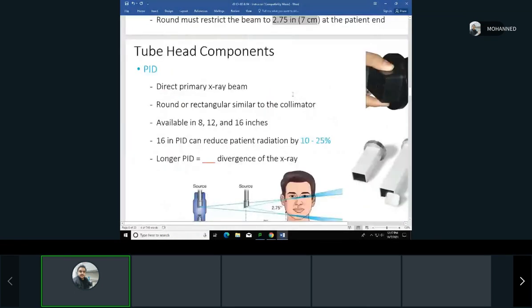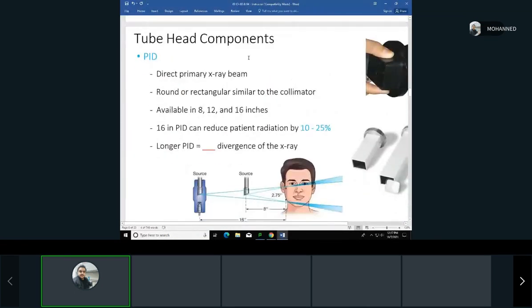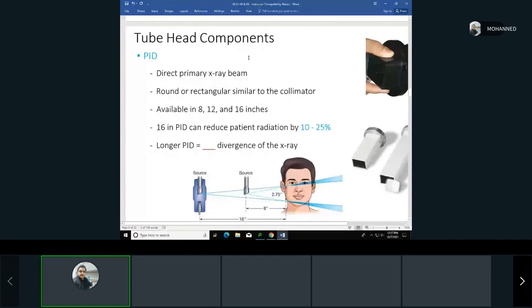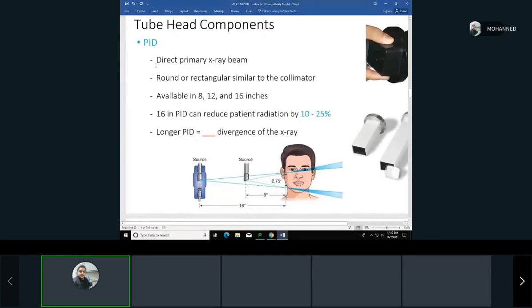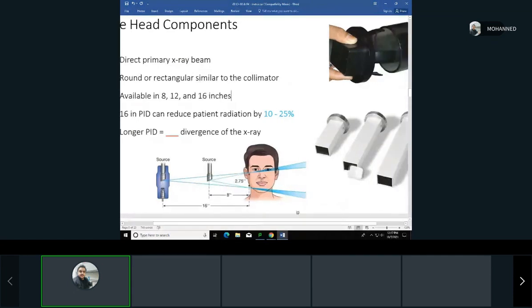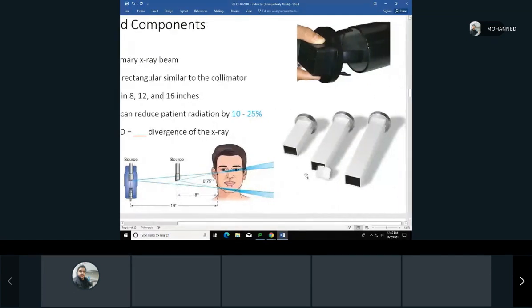We're still within the tube head components, the parts that we have. So the PID, which we know, the position indicating device, is to direct the primary X-ray beam. It can also be round or rectangular, similar to the collimator. So if you have a rectangular collimator, you have a rectangular PID, and so on and so forth. It can have different lengths, as you can see in the picture. And by the way, this is the rectangular one. You can see it's almost the same size as your film.